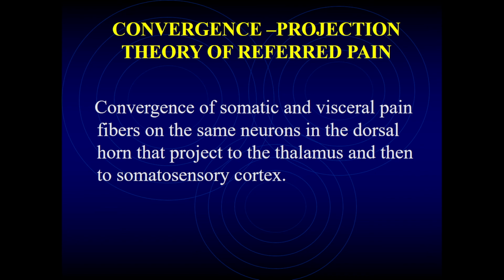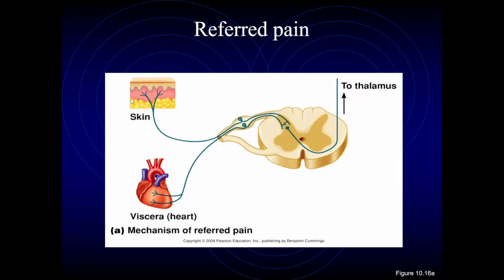What about the theory of referred pain? The modern theory is the convergent projection theory. Convergence of somatic and visceral pain fibers on the same neurons in the dorsal horn that project to the thalamus and then to the somatosensory cortex.